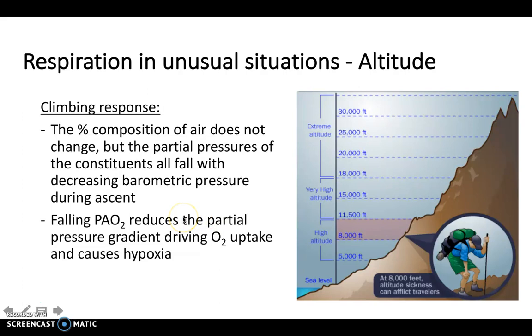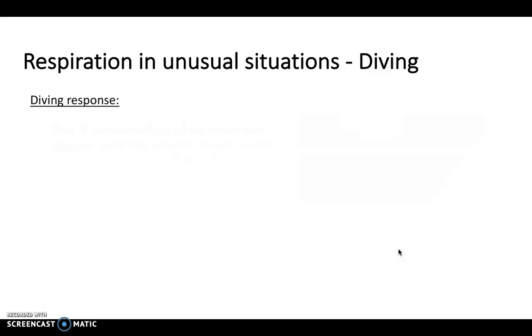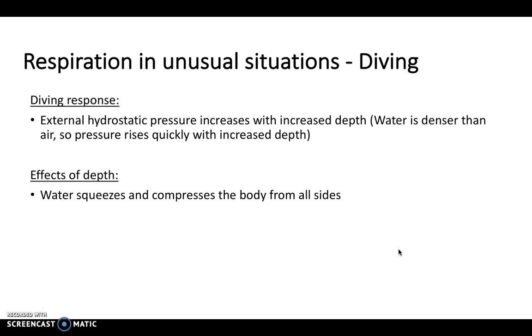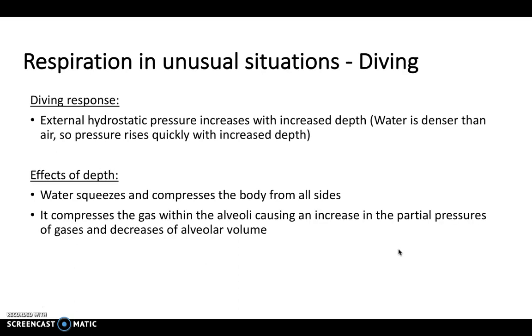Essentially, the fall in partial pressure reduces the partial pressure gradient, which normally drives O2 uptake, and therefore causes hypoxia, aka altitude sickness, really. Moving on, you've got diving, and diving can be quite complicated, but let's think about it logically. Essentially, external hydrostatic pressure increases with increased depth. In other words, there's more pressure the lower you go, and water therefore squeezes and compresses the body from all sides. And essentially, if it's compressing the body, it's compressing the gas which is in our alveoli.